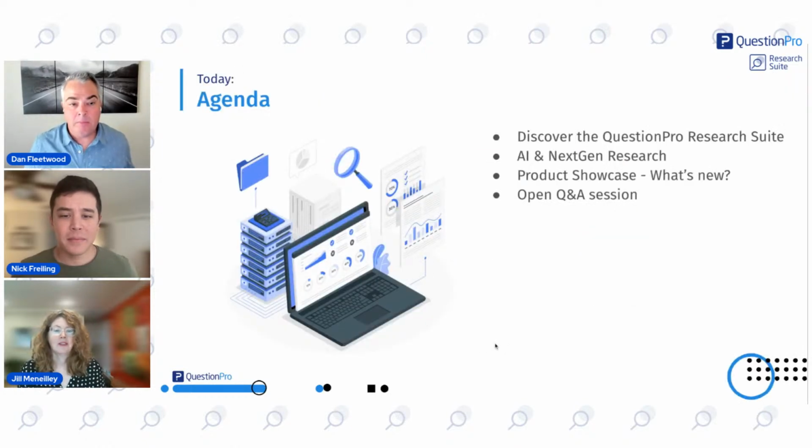So the agenda today, we'll talk about discovering the QuestionPro Research Suite. We'll talk about AI and next-gen research and how we think about that. We'll also do a product showcase around what's new, sort of what's coming out a little bit in each of the different product lines, and then we'll have an open Q&A session.